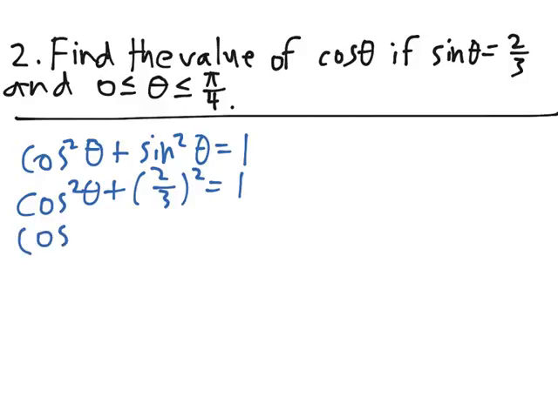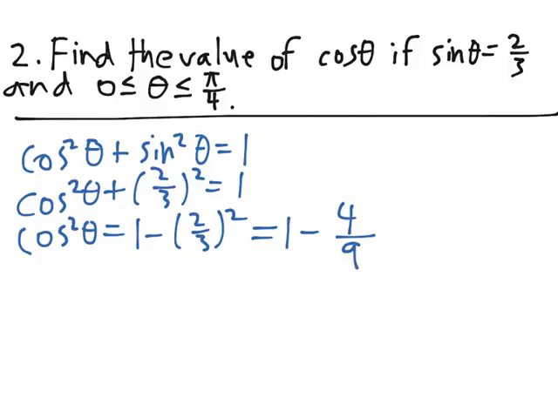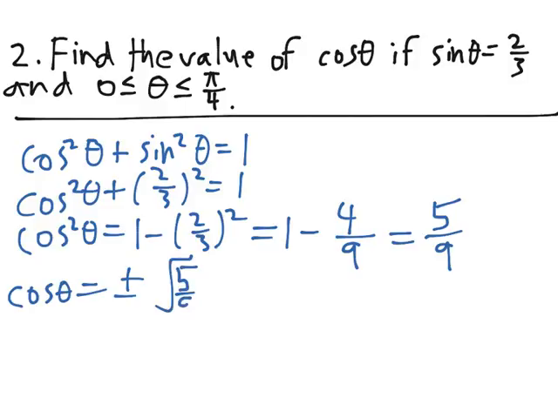So cosine squared of theta is equal to 1 minus 2/3 squared if we subtract 2/3 squared from both sides. And this simplifies to 1 minus 2 squared is 4 over 3 squared, which is 9. And 1 minus 4/9 is 5/9, since 4 plus 5 equals 9. Finally, we know that cosine of theta must be equal to plus or minus the square root of 5/9. The square root of 5/9 is just square root of 5 over 3.